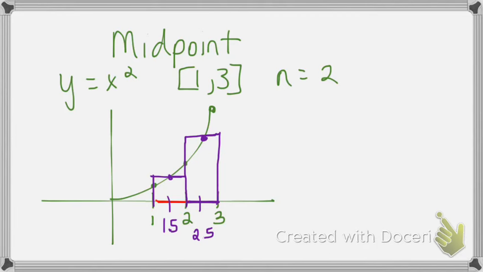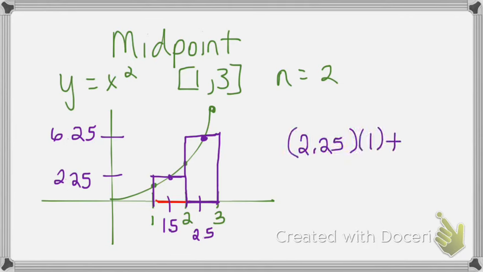Okay, so to do that, I have to find the y value at 1.5, and I have to find the y value at 2.5, which we did a minute ago. Was 2.25 the right value? 6.25. So then the answer would be 2.25 times 1 plus 6.25 times 1. And I think you get 8.5.